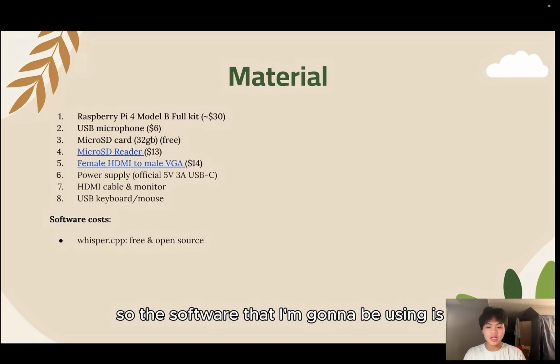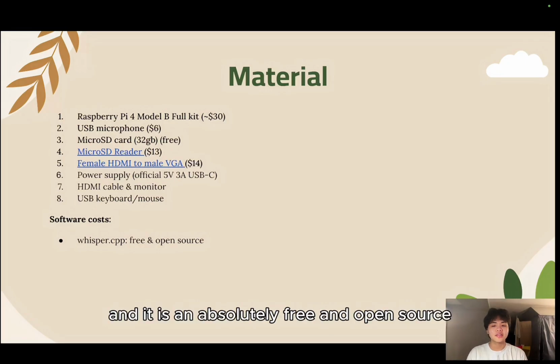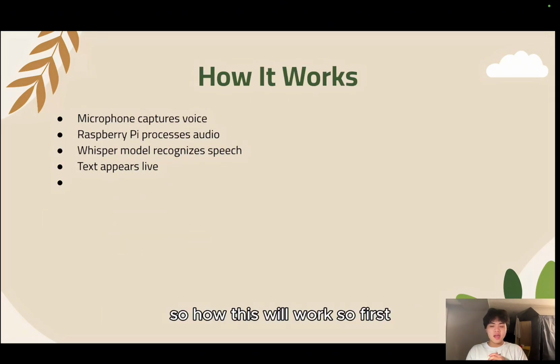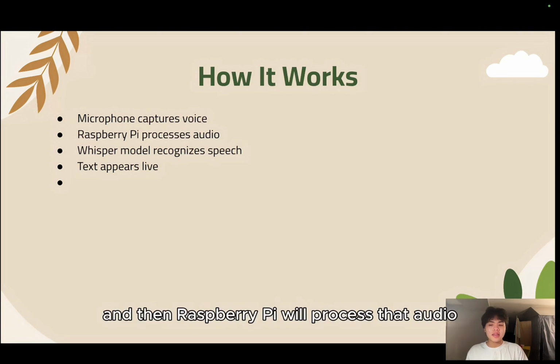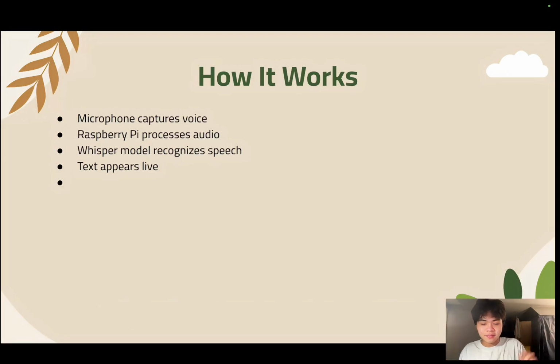So the software that I'm going to be using is Whisper.cpp, and it is absolutely free and open source, so everyone can use it. So how will this work? First, you record your audio with a microphone, and then the Raspberry Pi will process that audio using Whisper AI to turn it into text.